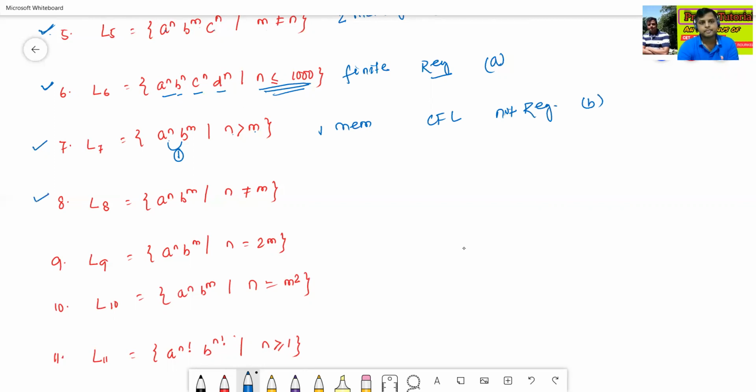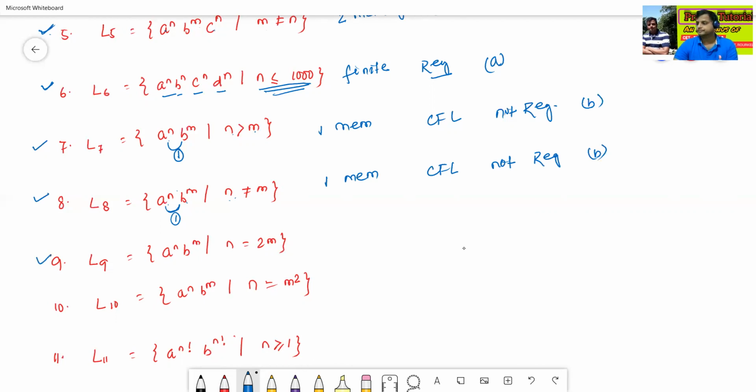Eighth one, L8 equals a to the power n, b to the power m, where n is not equal to m. It will also require only one memory because n is not equal to m. So it is context-free language but not regular. So it is option B.